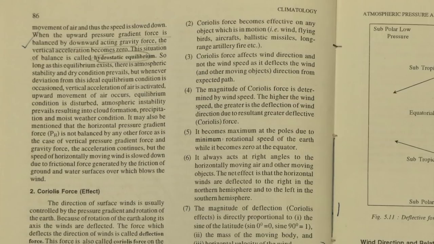And this was important, point number 6. It always acts at right angles to the horizontal moving air and other moving objects. So it is never at right angles to the pressure gradient force. It's always at right angles to the moving winds. And the rule that we have is towards the right in the northern hemisphere and towards the left in the southern hemisphere. You can look this up.